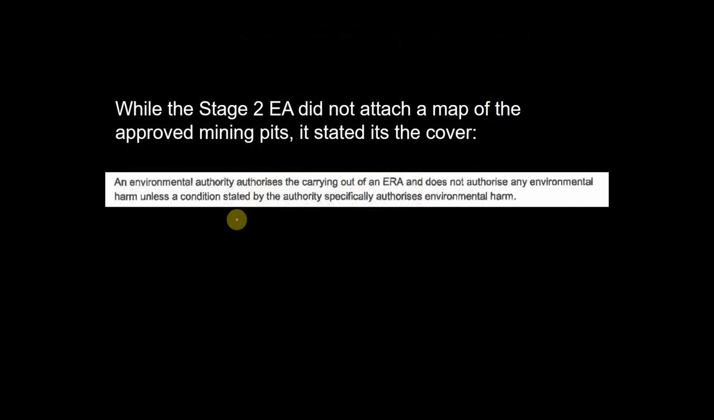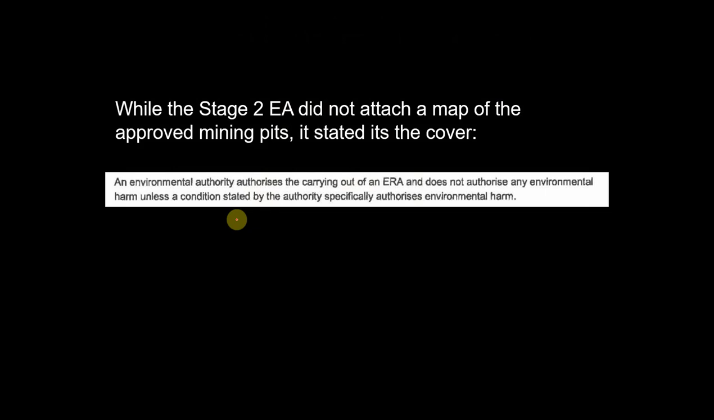My view is that the Environmental Authority, even though it doesn't attach a map, is in effect limited to the mine footprints that were applied for. There's a detailed legal argument behind that. You can read it in some of the submissions that were made to the Land Court rehearing about the extent of authority under Stage 2.